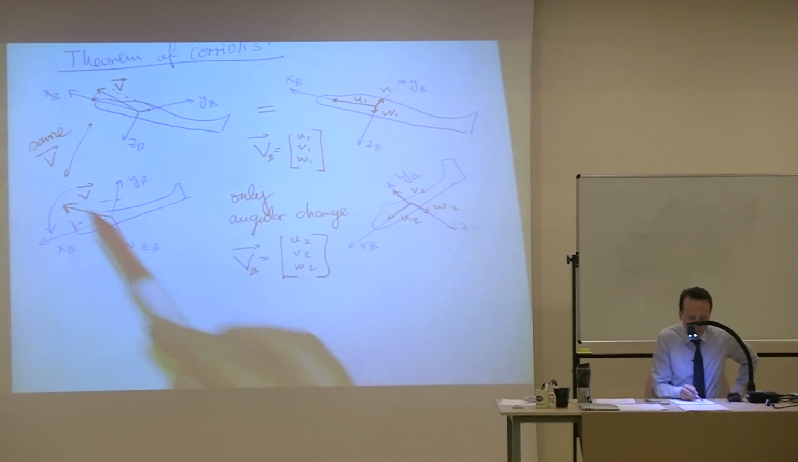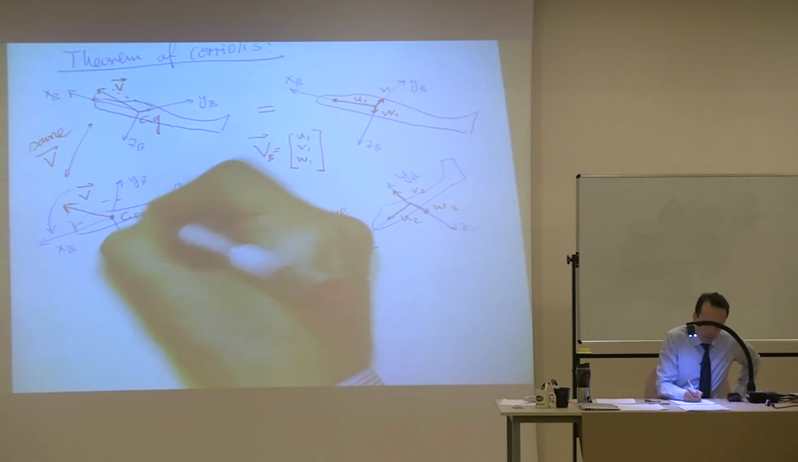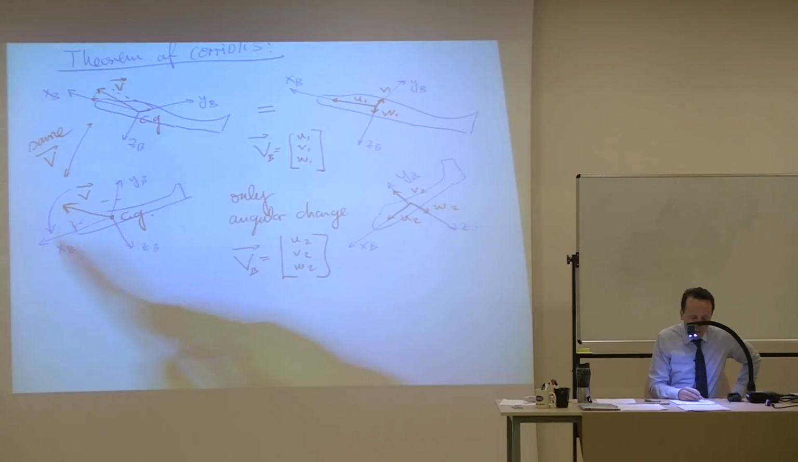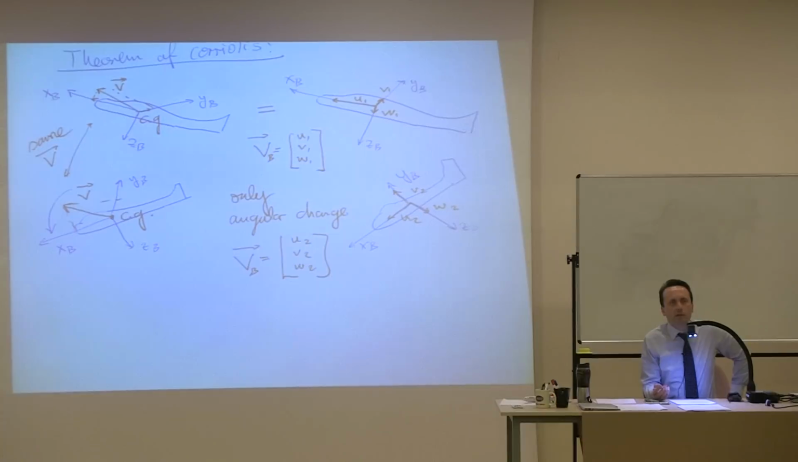Now the velocity vector is the same, and this is the CG of the airplane, right? The CG of the airplane is still doing the same thing, except the coordinate system attitude has changed, and therefore u2 is not equal to u1 anymore. It's obvious, isn't it? Yes or no? Yes. Okay.